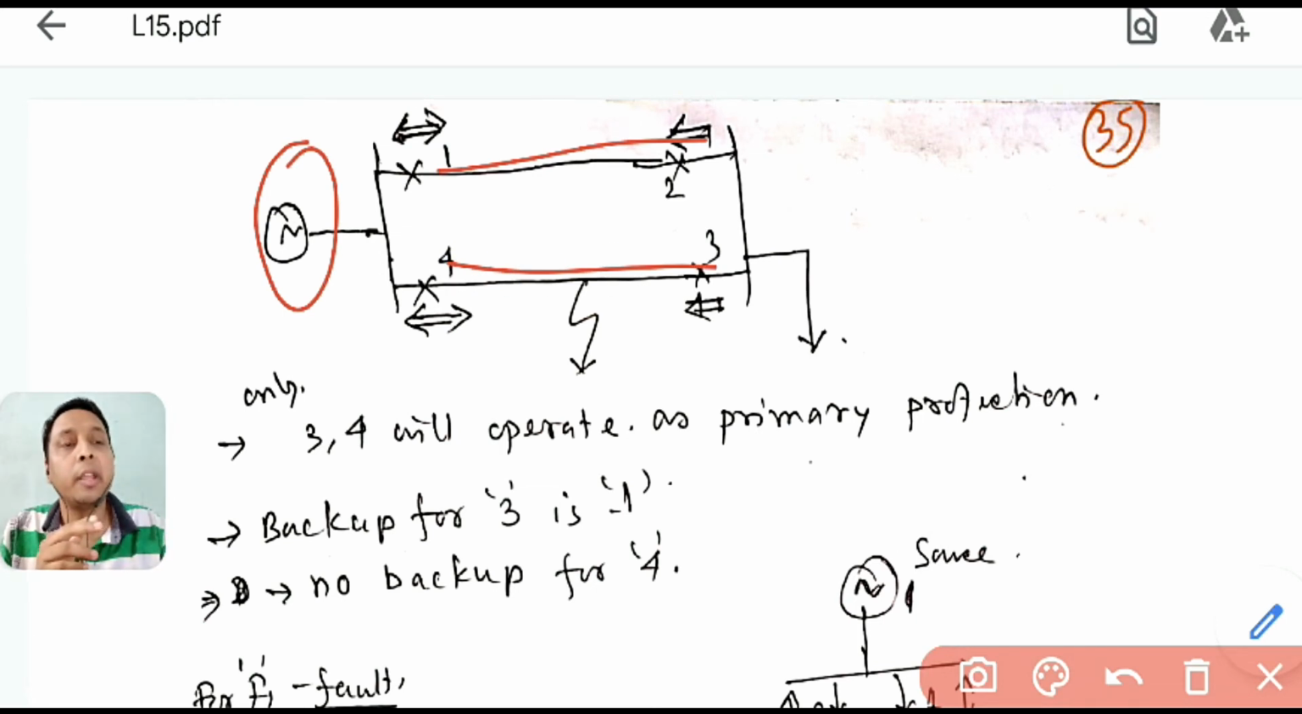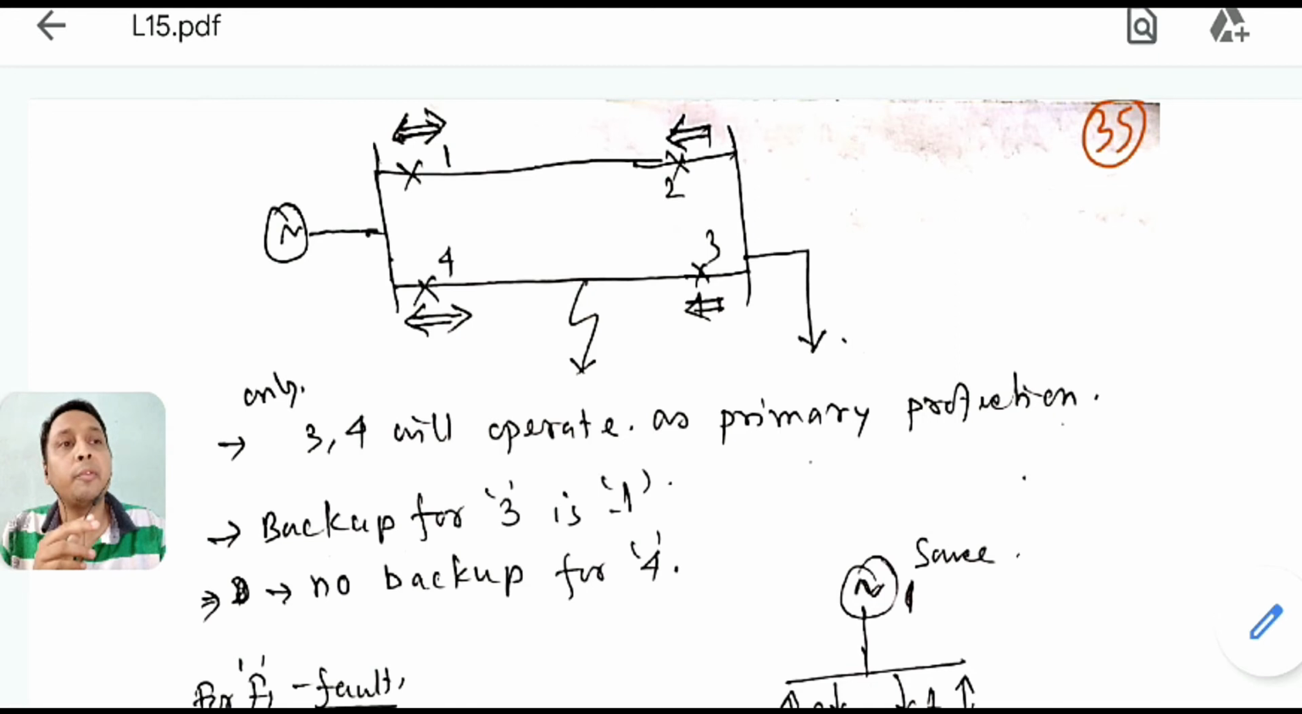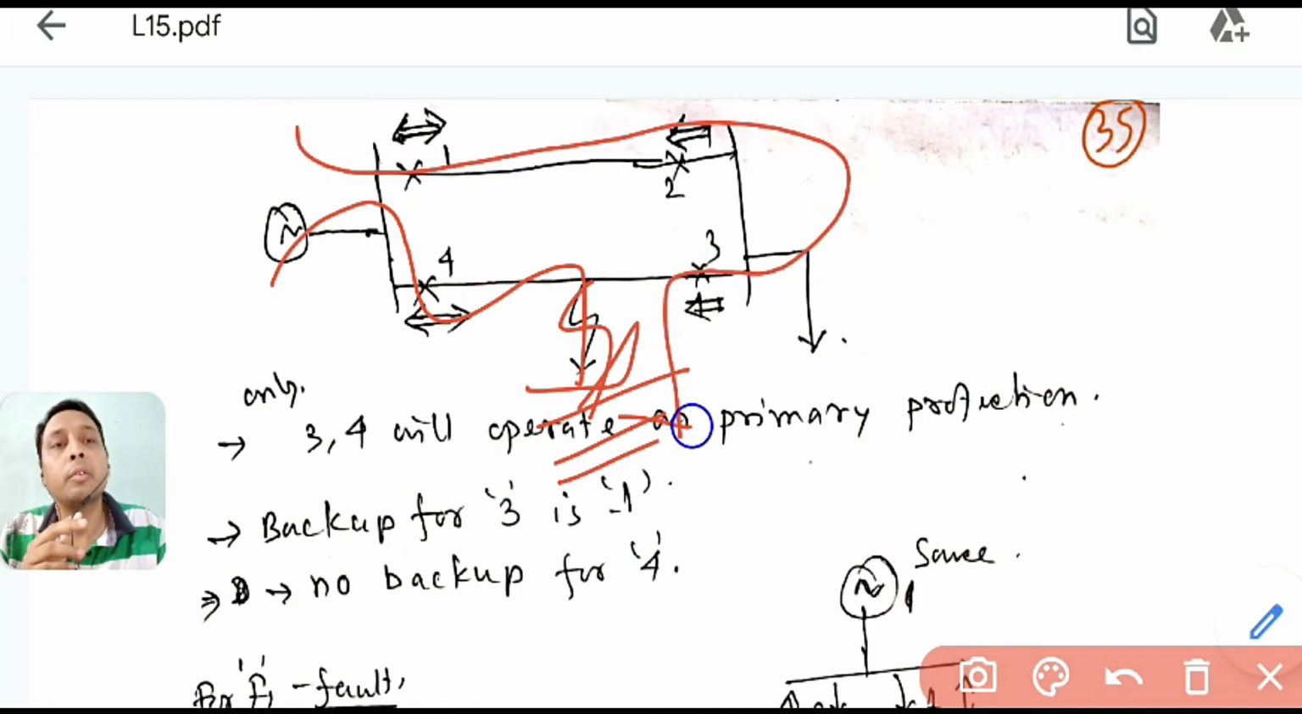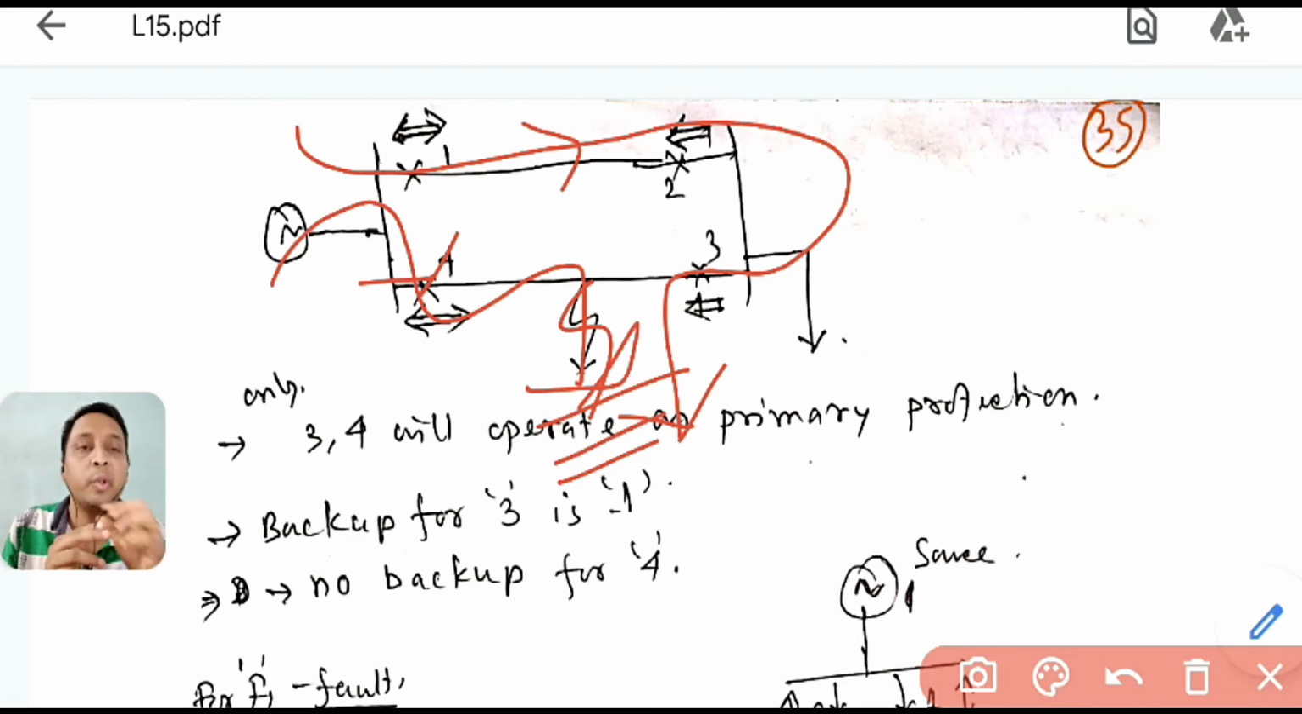So let me take a case here. Suppose there is a fault in this section. How will the current flow? One current will flow this way, and one current can come through this also. This is also a path because it is a short circuit path, so 2 currents can flow. So currents will flow in these 2 ways.